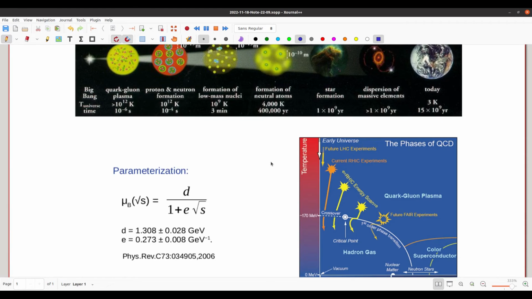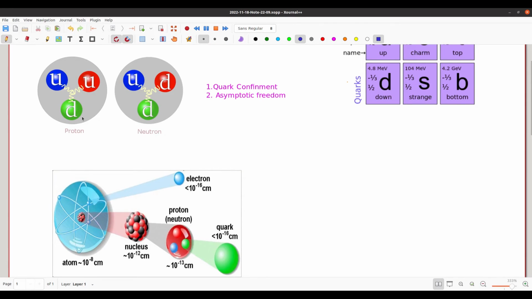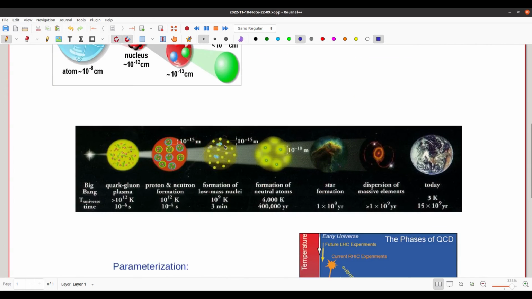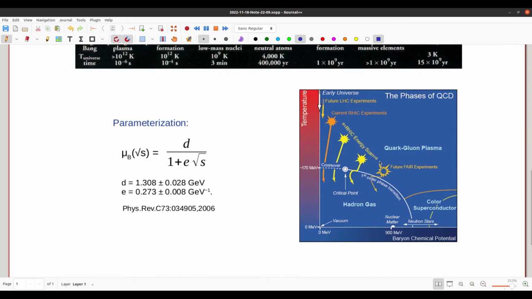Now I will explain the QCD phase diagram. We learned that there are two phases. One is normal matter, where we have protons and neutrons. Another phase is the QGP phase, the quark gluon plasma, and then this is the proton and neutron. How the transition from quark gluon plasma to normal matter, like hadron gas, takes place is what we study in the QCD phase diagram.